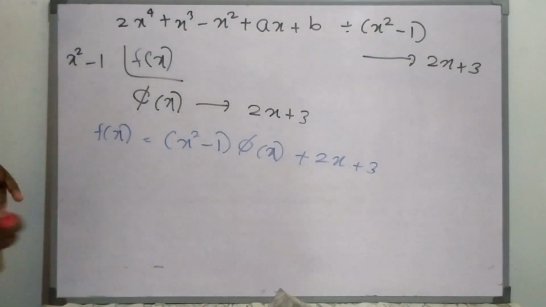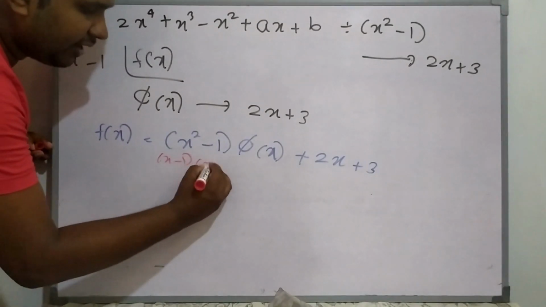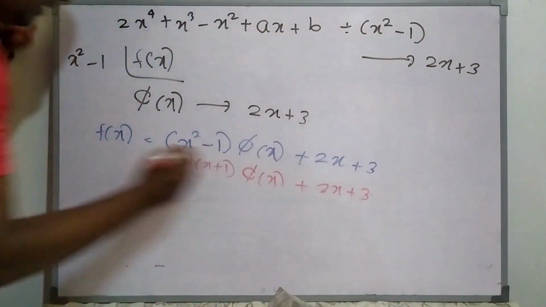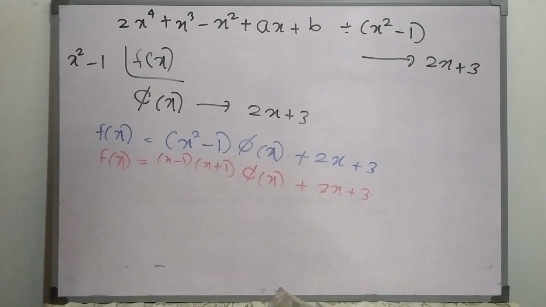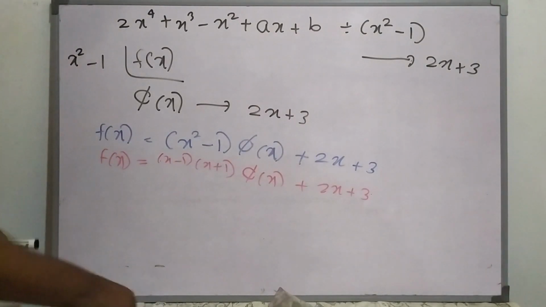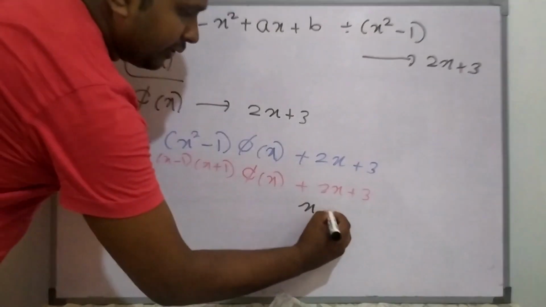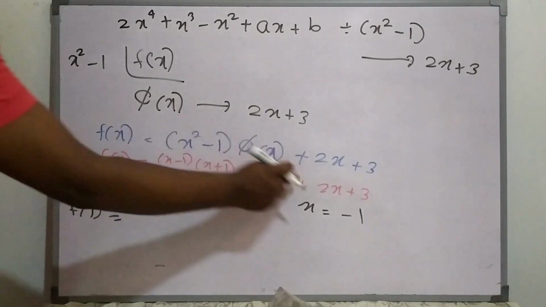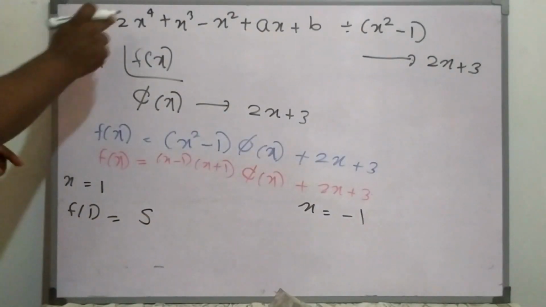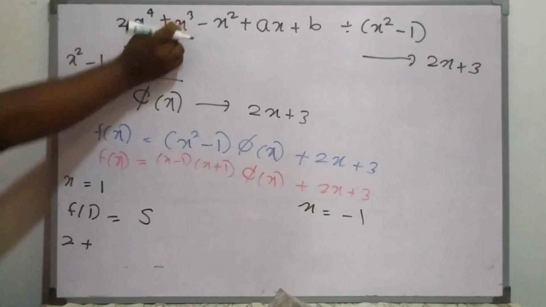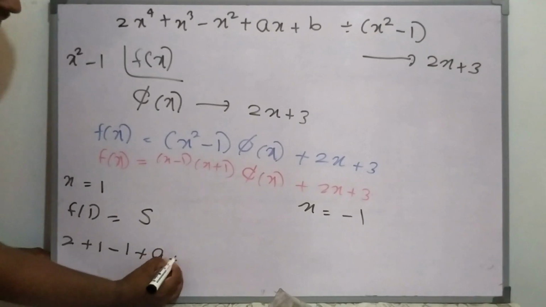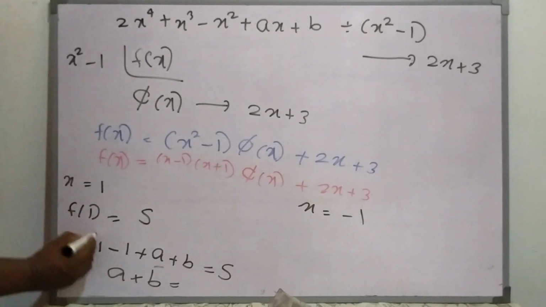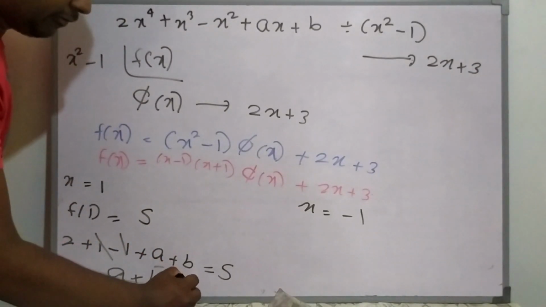Over here you can see x squared minus 1 can be formulated as x minus 1 and x plus 1, right? Psi x, 2x plus 3, here is fx, right? Right now I'm just putting x equal 1 and also x equal minus 1. What happens if you put x equal 1? So it will be 0 and 2 equal 5. So 2 plus 1 minus 1 plus a plus b equal to 5, then a plus b will be 2. These two get cancelled, 2 goes to the other direction, it's now 3.